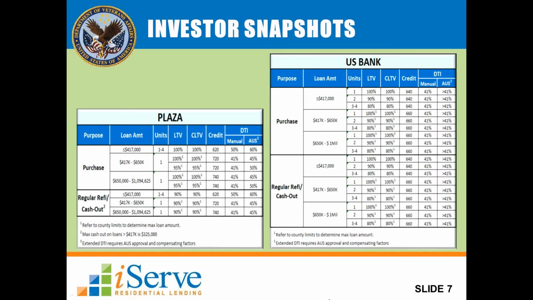But just to highlight a few of the differences here, if we look at Plaza, you'll see that up to 417, 1 to 4 units, they will of course go to 100% LTV.